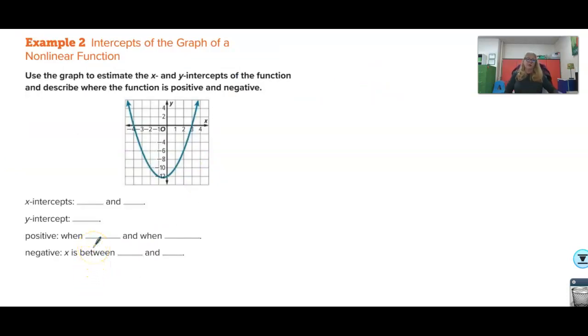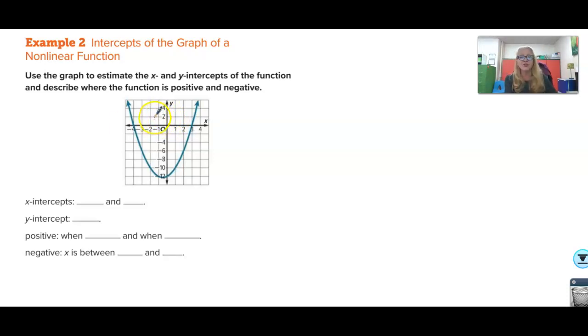All right, so now we're going to be looking at some nonlinear functions. Now, we don't actually learn parabolas until a later chapter, but they are going to introduce them as far as the intercepts and things go here. This is called a parabola.